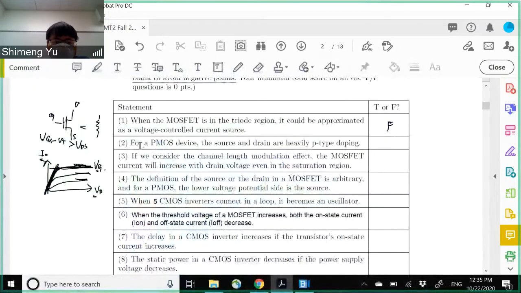And the second one: for a PMOS, the source and the drain are heavily P-type doped. Is this true or false? 10 seconds for you.